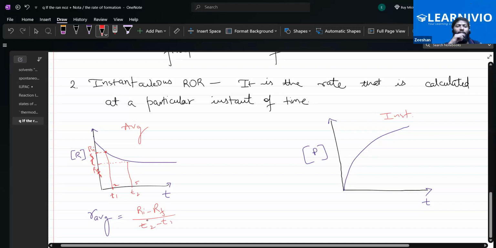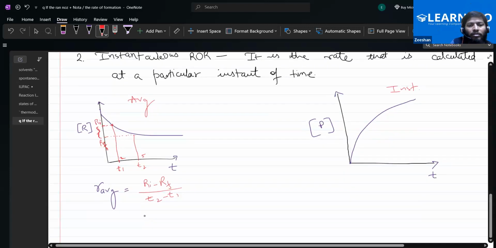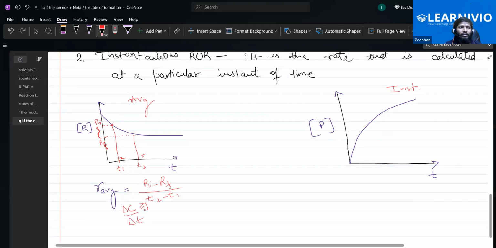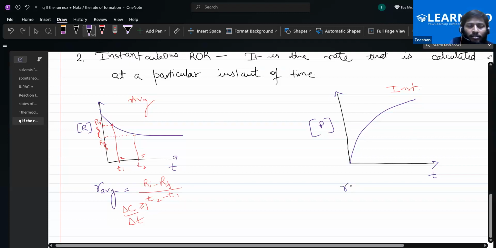This is the rate of reaction. The rate of reaction is concentration upon time, right? So this is the delta C upon delta T, the average rate of reaction. Is it okay for you? Yes, sir. Now we will find the instantaneous rate of reaction.